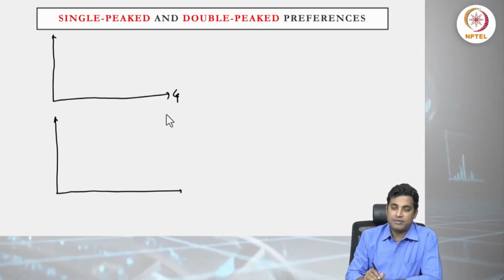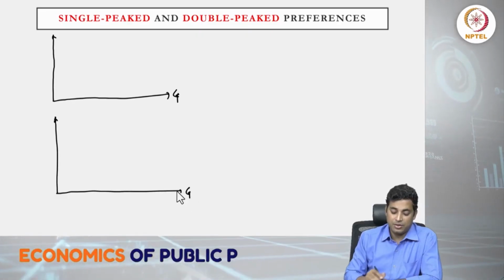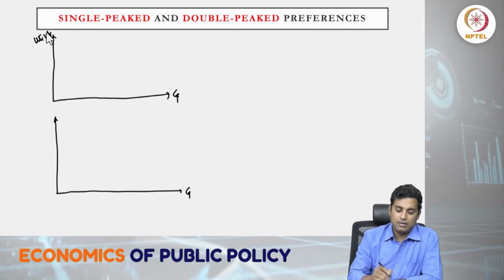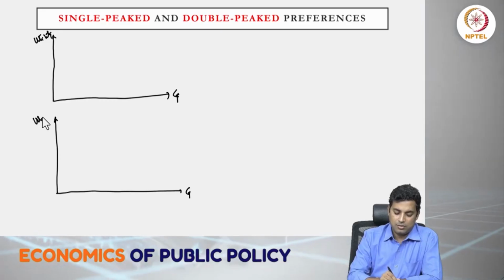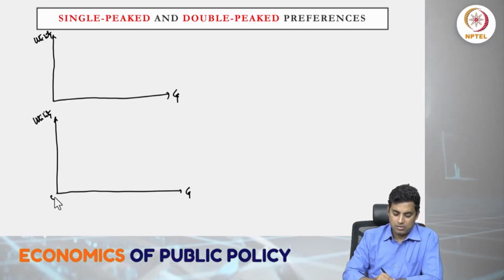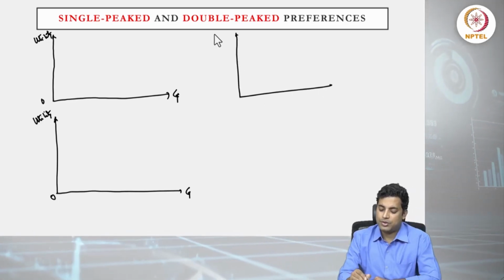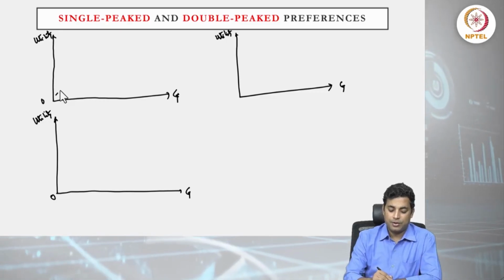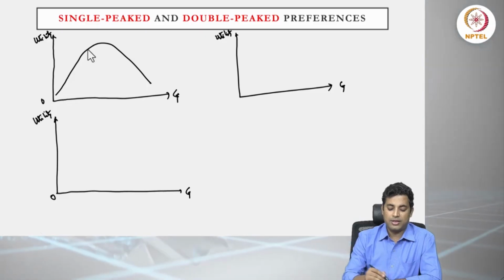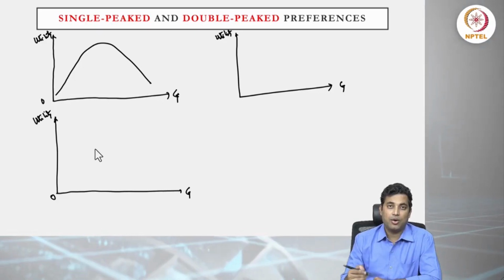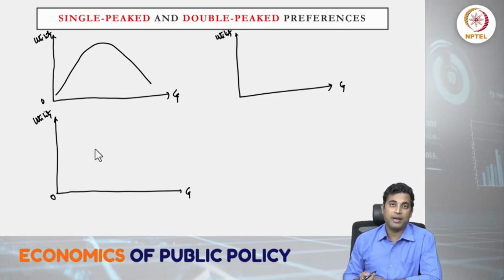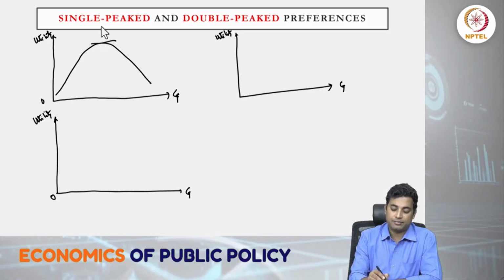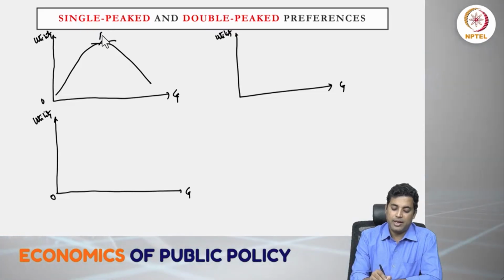Here, on the horizontal axis we take government expenditure, or quantity of public goods, and on the vertical axis we consider utility. We can also draw one more, with utility and again government expenditure. Utility increases as government expenditure increases, or the quantity of public goods demanded will be more if utility is increasing. So here it is very clear, there is a single peak, A is a single peak.